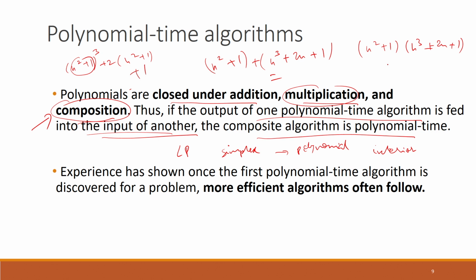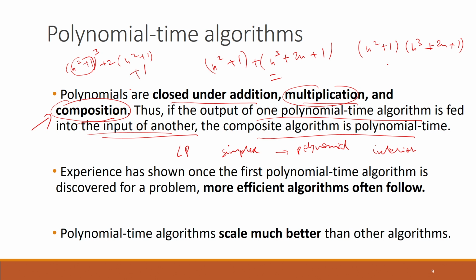So that is why one of the major issues was that until the first polynomial time algorithm was discovered for linear programs, it was not clear whether we would be able to find a polynomial time algorithm for them or not. And once the first polynomial time algorithm is found, then the situation becomes slightly better, and over time more efficient algorithms get discovered, and that happens for other problems as well. And the other reason is that these polynomial time algorithms scale much better than other algorithms.